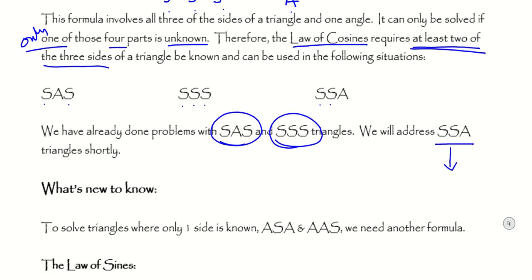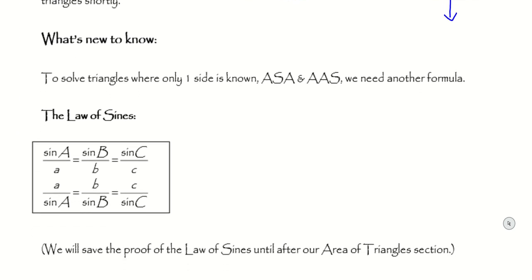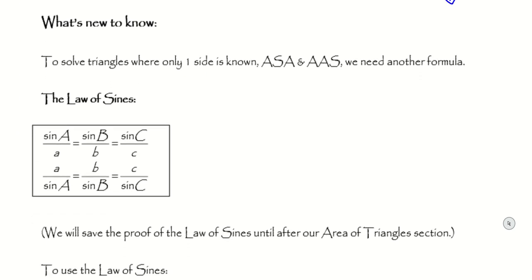So what's new to know is this. If we need to solve a triangle where only one side is known, so we either have angle, side, angle, one side in between two angles, or angle, angle, side, where the side is not in between the two angles, but outside of those two angles, right next to one but not the other, we need a new formula, and that formula is going to be the law of sines.